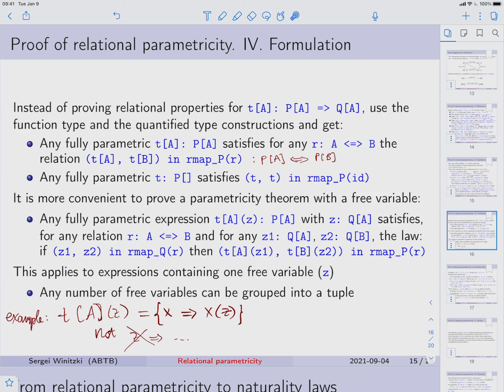What about more than one free variable? Well, that's not a problem. We can just put them together into a single tuple. And this tuple will be of some type, and this is general enough to have just one free variable of some arbitrary type, and the tuple will have some type as well, so we just don't need to talk about more than one free variable in the formulation of this theorem. So we're going to prove this theorem. This is the parametricity theorem that will be in focus.